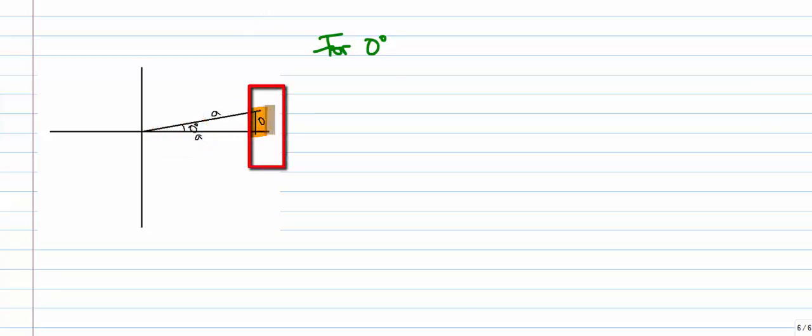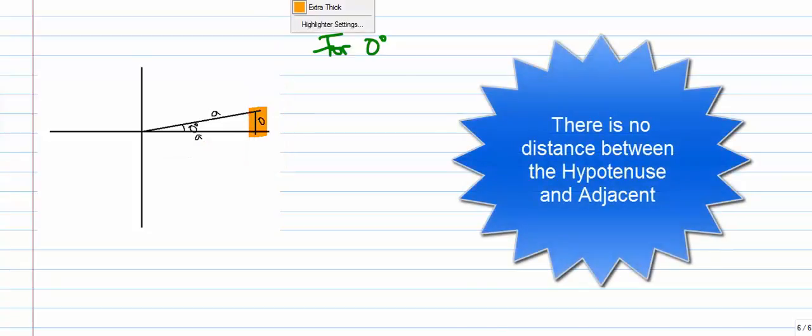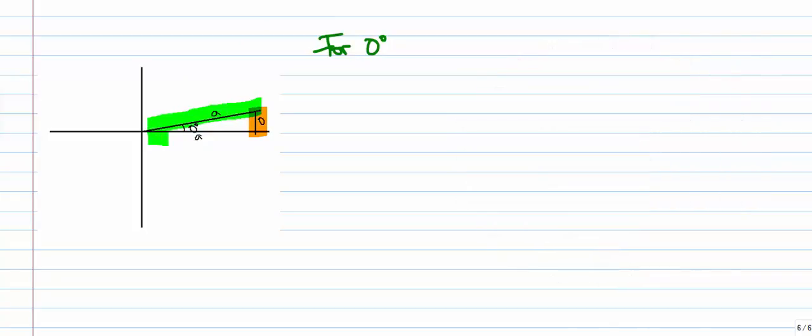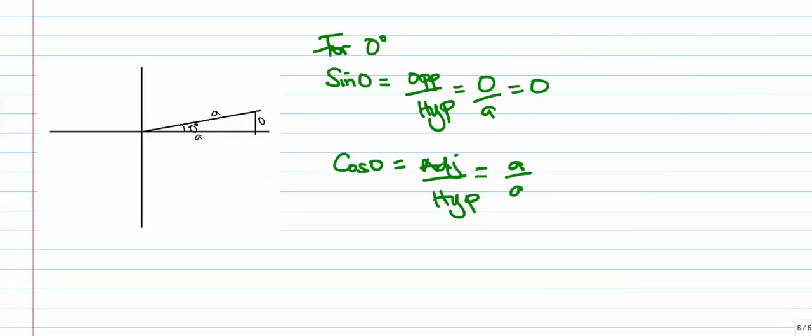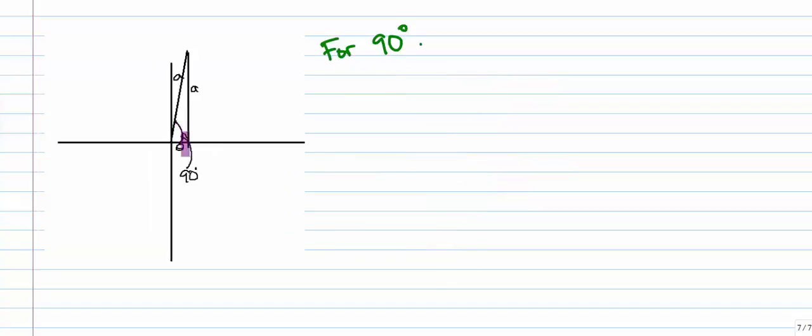If that angle is 0, then the opposite is going to be 0, because there is no distance in between those two lines, and therefore the upper line must be equal to the lower line, which is the adjacent, meaning the hypotenuse. If the hypotenuse is A, then the adjacent is also A, and therefore the sine of 0 comes up as 0, cos of 0 comes up as 1, and tan of 0 comes up as 0.